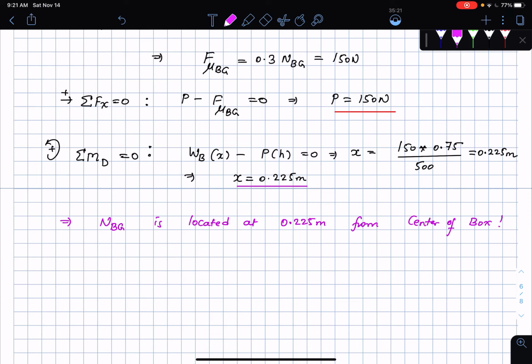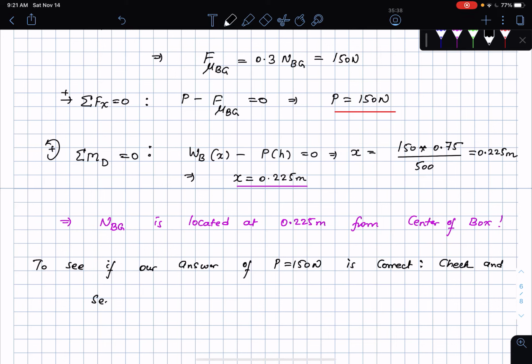Okay, all right, moment of reckoning. We need to test and see if our answer is correct. To see if our answer of P equal to 150 newtons is correct, we need to check and see if F mu Pg is less than mu Pg times NPg.